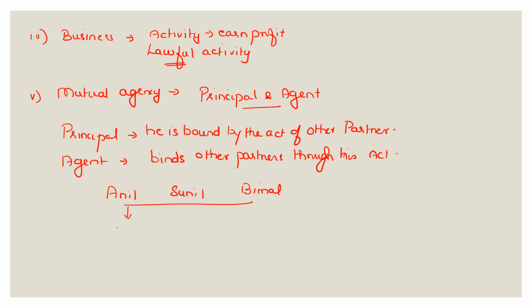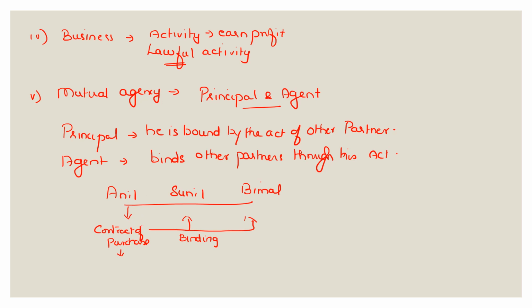These people have agreed to carry on business together. Here, Anil does a particular act of entering into a contract of purchase. When he does this act, then he is binding Sunil and Bimal. So now, in this particular case, Anil is the agent, because through his act he has bound Sunil and Bimal also. He is not contracting for self purpose but on behalf of the entire firm, on behalf of the other partners as well.